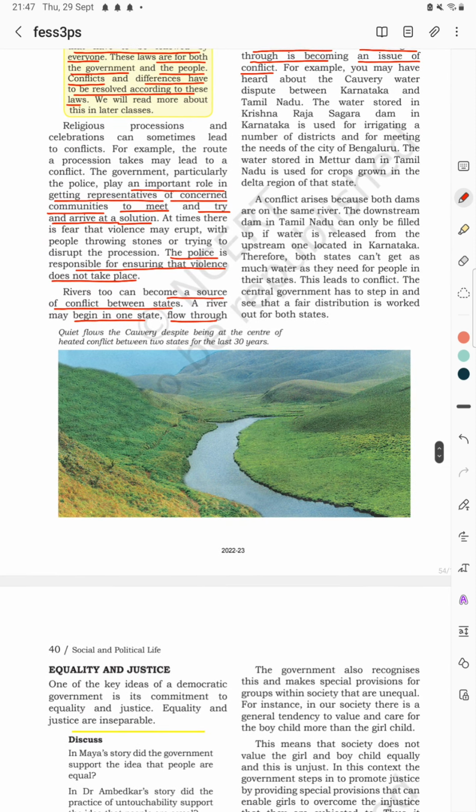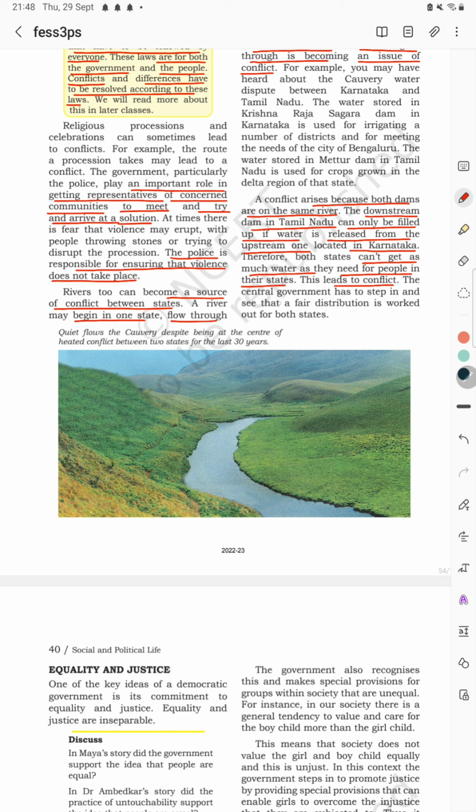The conflict arises because both the dams are on the same river, that is Kaveri. So the downstream dam in Tamil Nadu can only be filled up if water is released from the upstream one located in Karnataka, hence the conflict. So in this situation both states cannot get as much water as they need for the people in their state. So this leads to conflict.